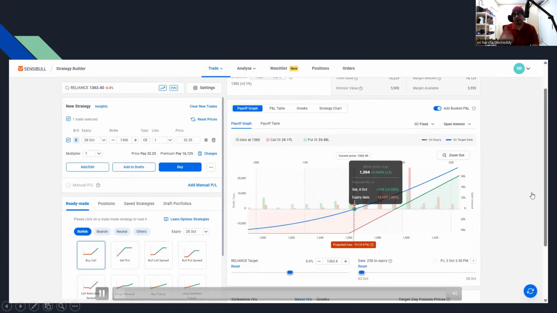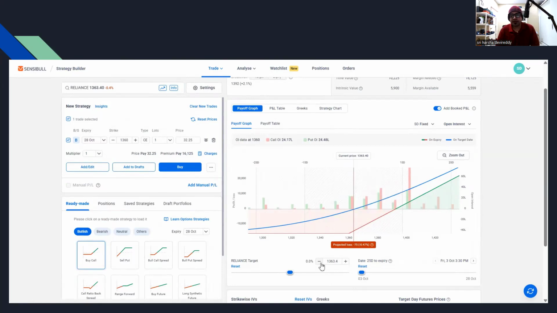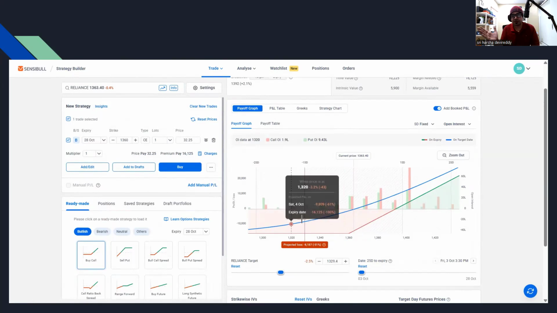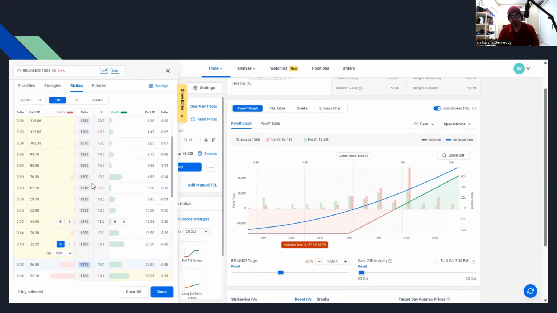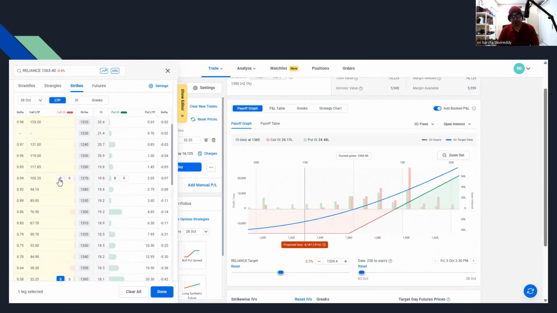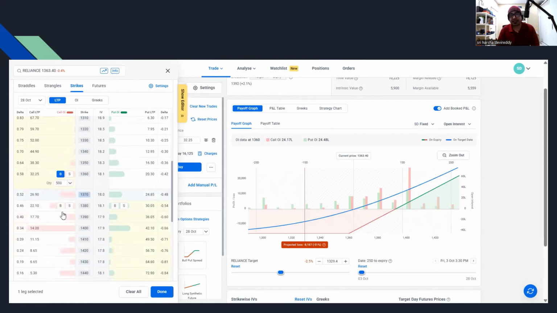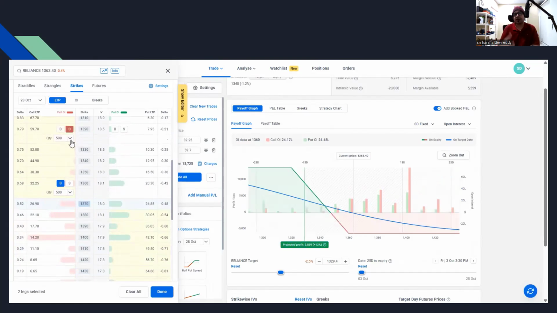If we are in loss, then what can we do? Here I am simulating the conditions. Now I'm clicking, and the stock price is falling. So now I'm in loss. What can I do? I'll make an adjustment. Right now, the position is the 1360 call I bought. So I will sell a call, a little far call.